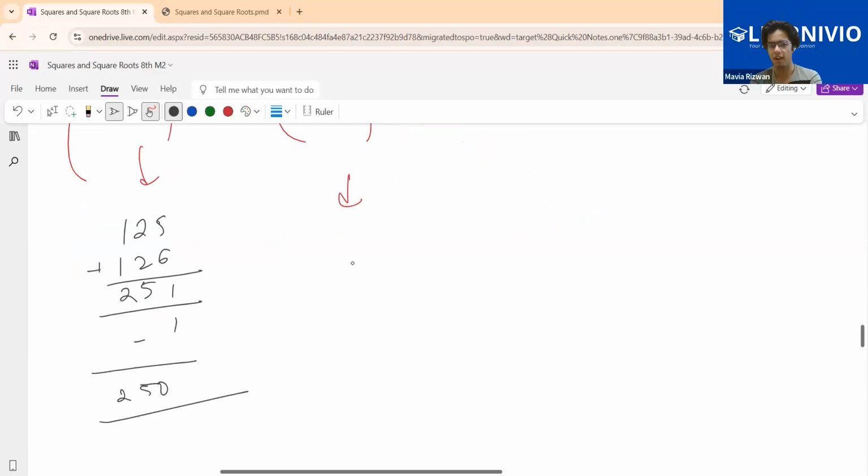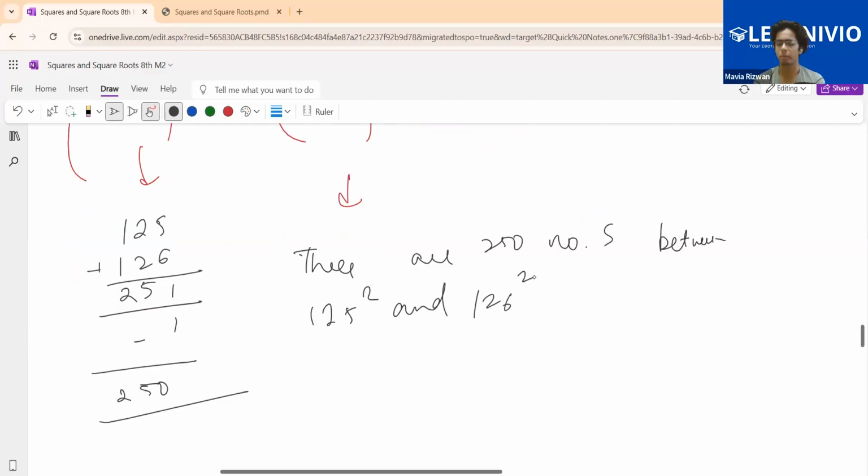and 126 square. So there are 250 numbers between 125 square and 126 square. I hope this is clear to both of you.